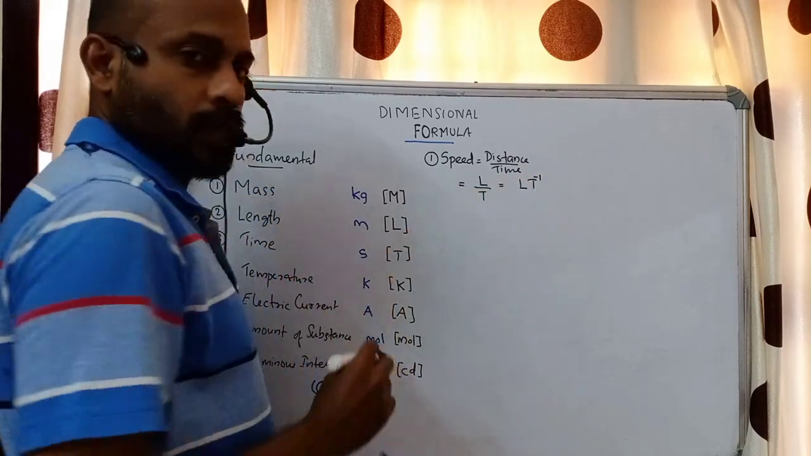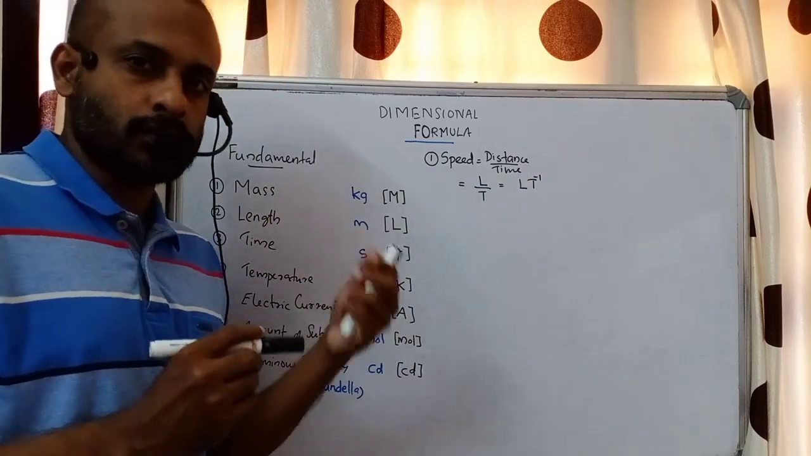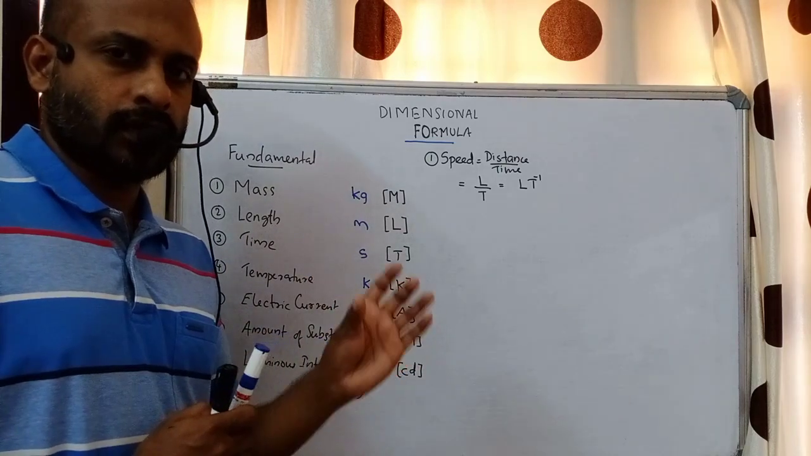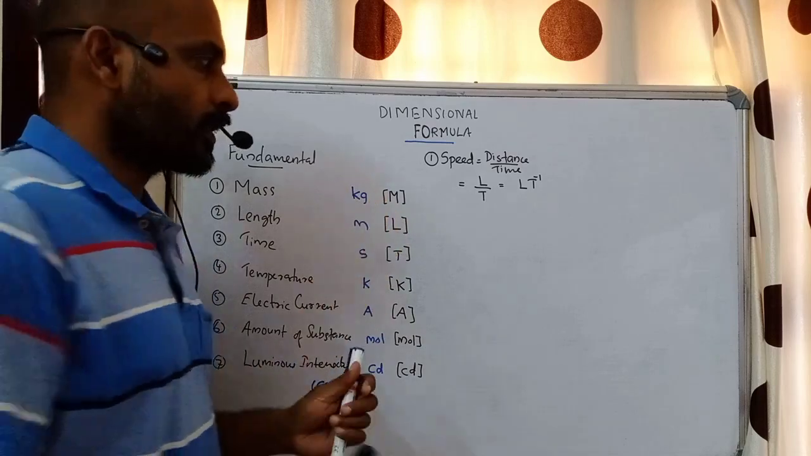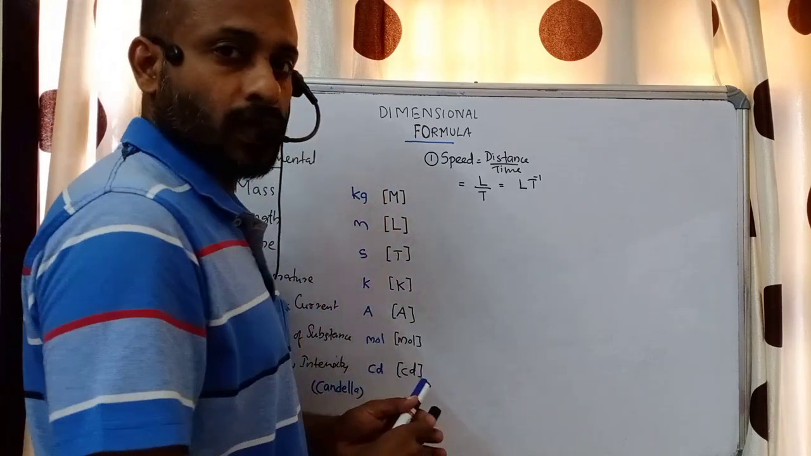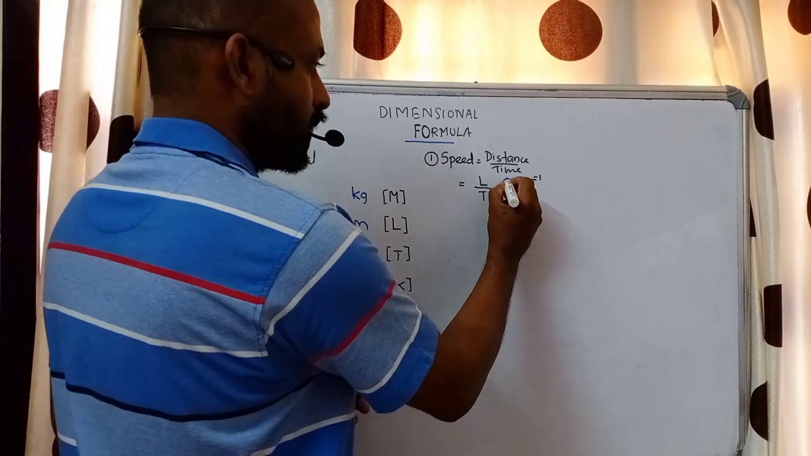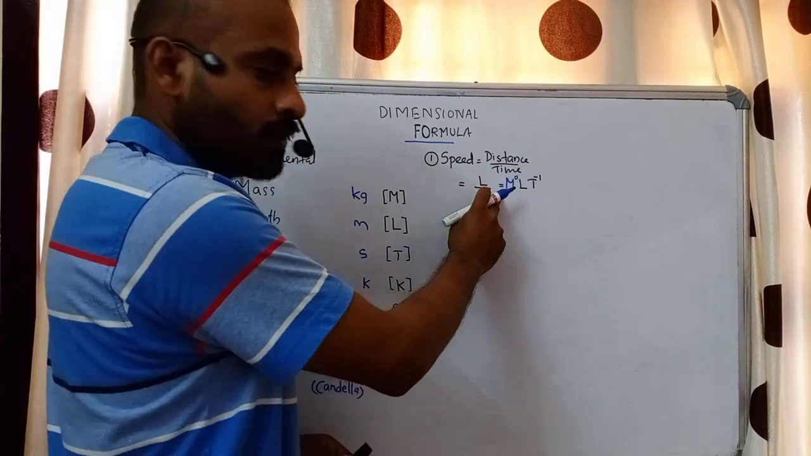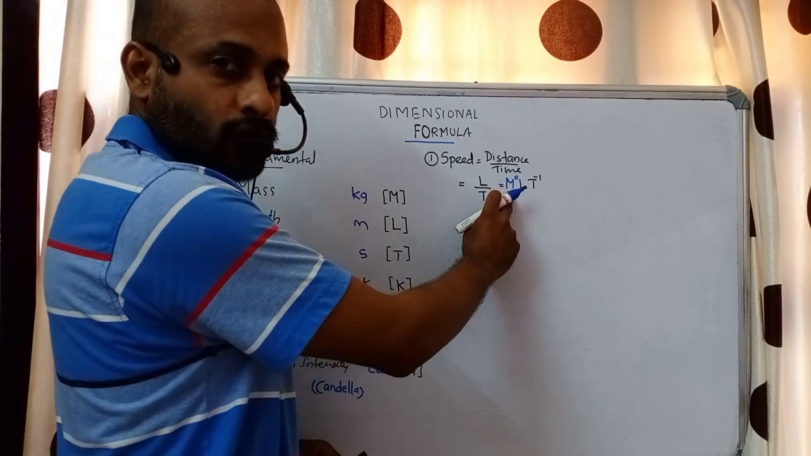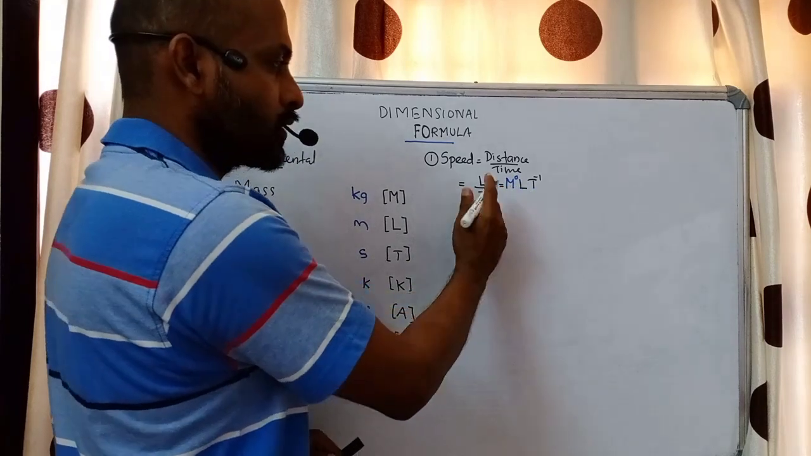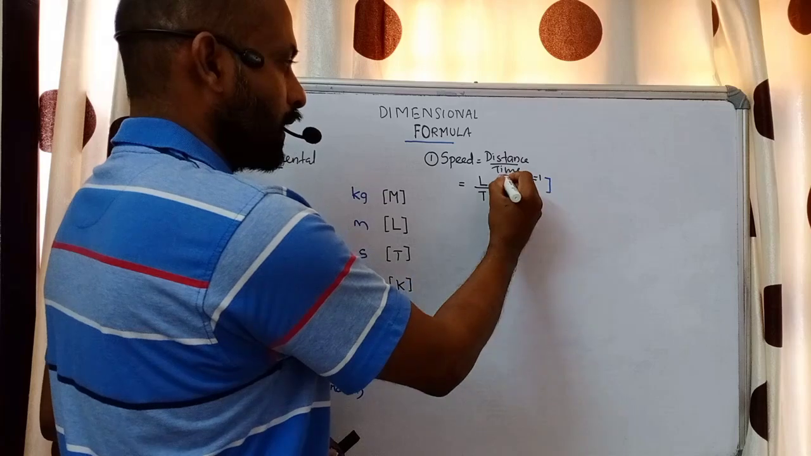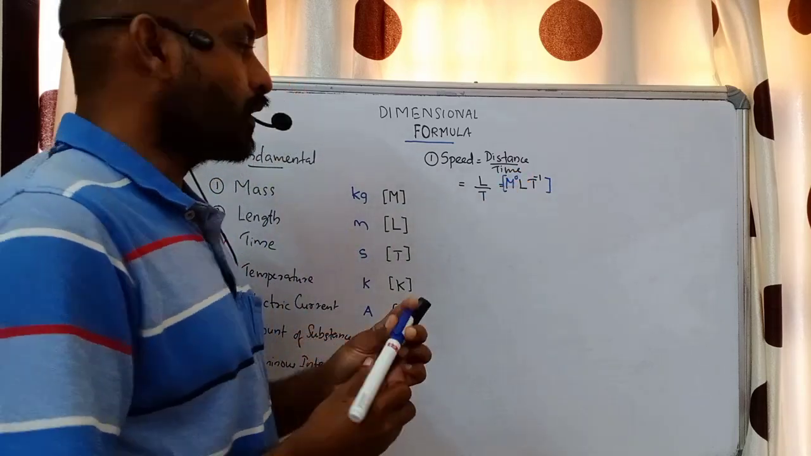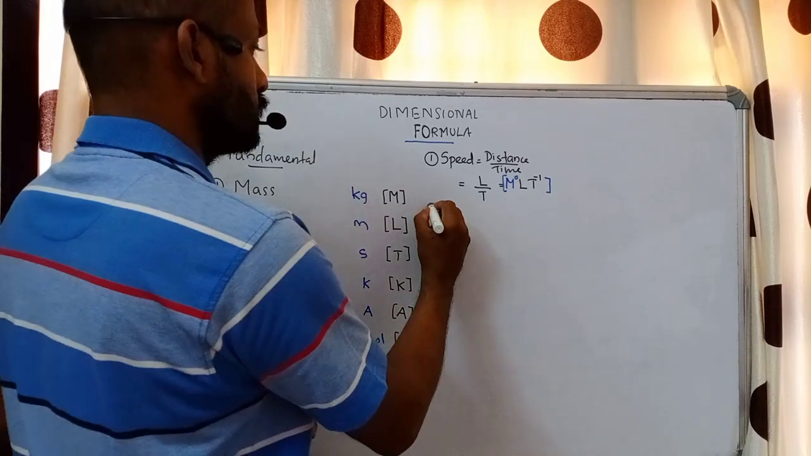Now we don't have mass here. Actually, when we express every dimension formula, it's the usual procedure that we write the symbols of mass, length and time. Here we have the symbols of length and time, but we don't have mass. What will we do? We will write the symbol of mass also, but M raised to 0, because here actually we don't have mass. Then put a square bracket. This is the dimension formula of speed.